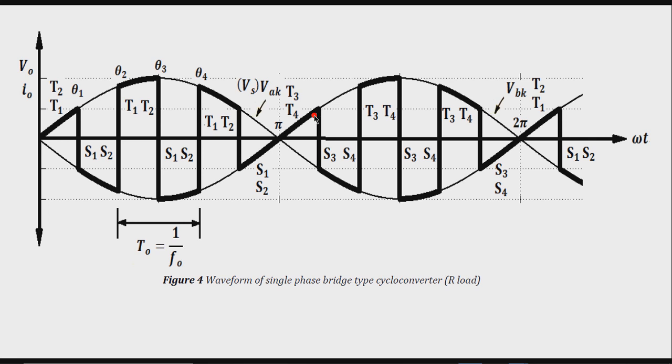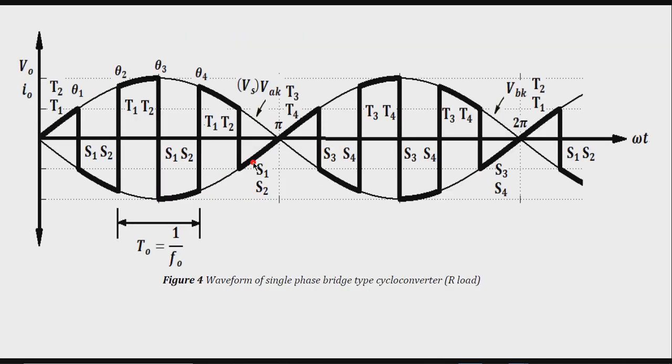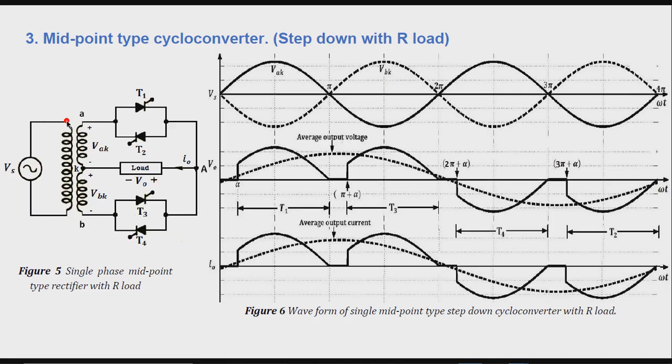As we can see, in midpoint cycloconverters only one thyristor is triggered at a time, and in bridge type cycloconverters two thyristors are triggered at a time to vary the output frequency. Now the third topic is the midpoint type step down cycloconverter with resistive load.